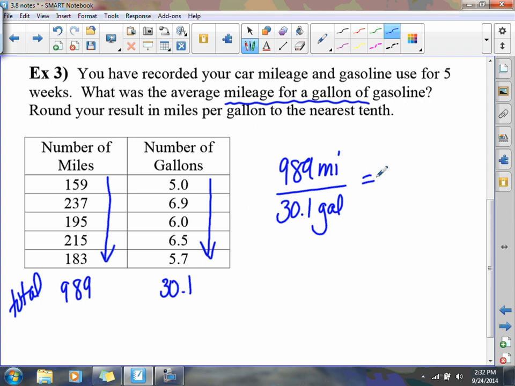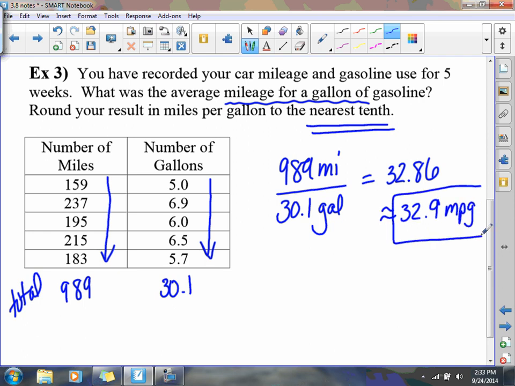So I would use my calculator, 989 divided by 30.1, and I would get 32.86. But it says to round it to the nearest tenth. So this would actually round up to 32.9 miles per gallon. And we can write MPG because we're really familiar with what that stands for. That stands for miles per gallon. Okay, so this problem had an extra little step where we had to add up our total for a certain amount of time before we could write our ratio.